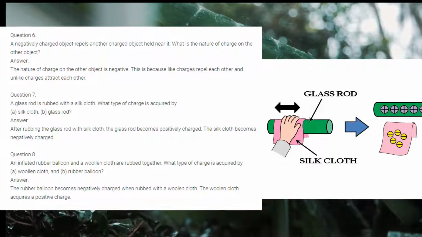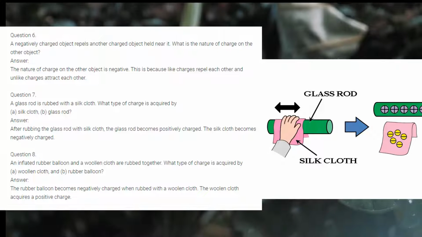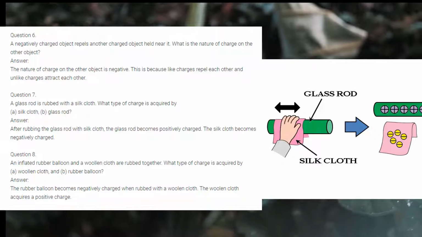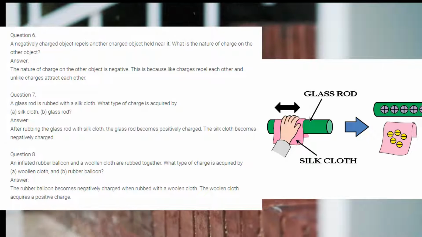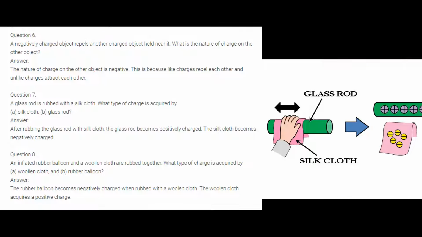Question 7. A glass rod is rubbed with a silk cloth. What type of charge is acquired by A. Silk cloth, B. Glass rod? Answer. After rubbing the glass rod with silk cloth, the glass rod becomes positively charged. The silk cloth becomes negatively charged.